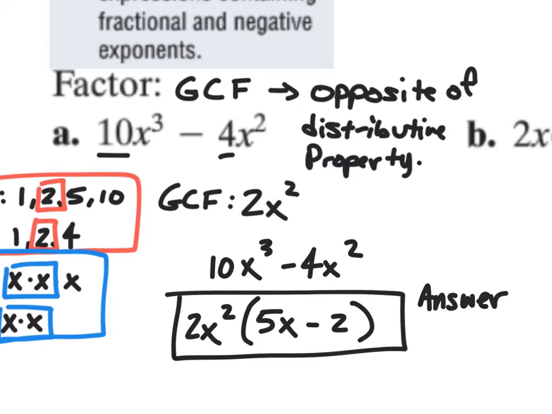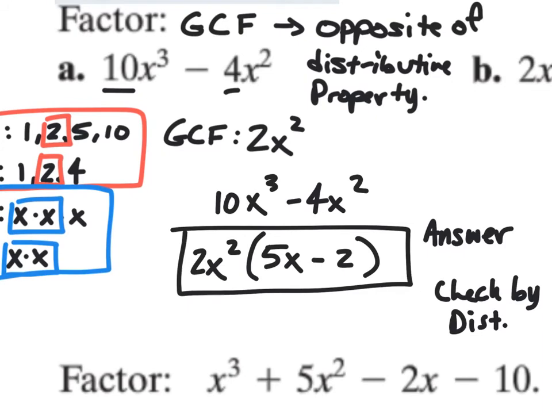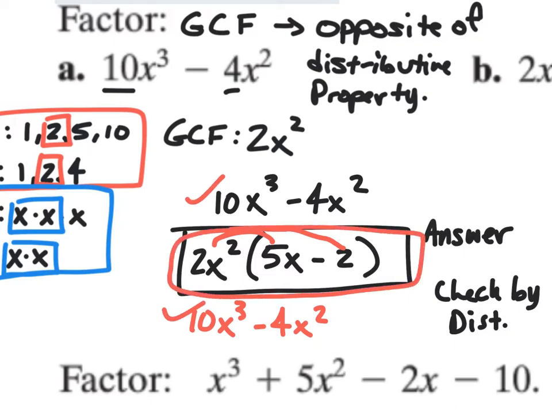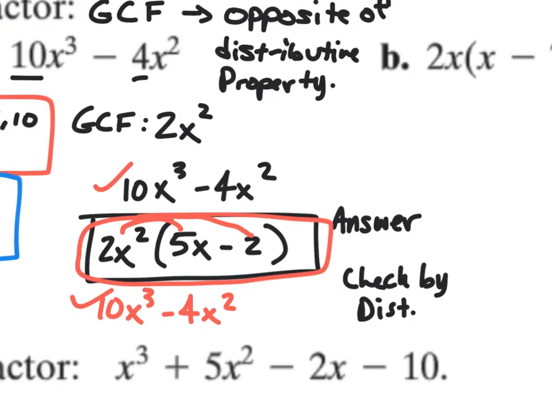But I can check by distributing. If I distribute my 2x squared into here, 2x squared times 5x, 2 times 5 is 10. X squared times x is going to give me x cubed. If I take 2x squared and multiply it by negative 2, that's going to give me negative 4, since 2 times negative 2 gives me negative 4, and then an x squared. That's the same thing that we started with. So this is my answer here. And that's that. Now let's take a look at the next one.